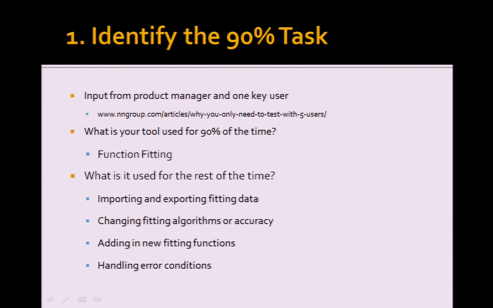So in this case, they came back and said, okay, the tool is used for function fitting. And while that might seem a bit obvious, the main thing we had to get at was, what is it not used for 90% of the time? And we highlighted that there were some things like importing and exporting fitting data that they would do occasionally, and perhaps changing the accuracy of the algorithm or creating new fitting functions. These were tasks that were done once in a while, but they fell outside this remit of 90% of the time.